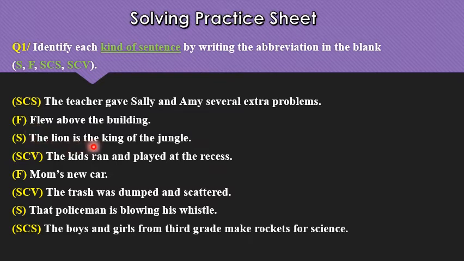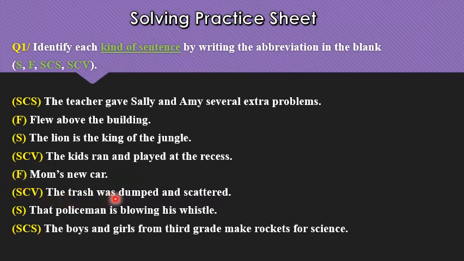The lion is the king of the jungle. This is a normal type of sentence, but it expresses a complete thought. So I'm going to call it a simple sentence, okay? The letter S. The kids ran and played at the recess. Now, here I have two verbs joined together. When I have two verbs together, I'm going to call it a compound verb. So this will be a simple sentence with a compound verb. Mom's new car. So what about it? It's not a complete thought, okay? So it will be fragment sentence.